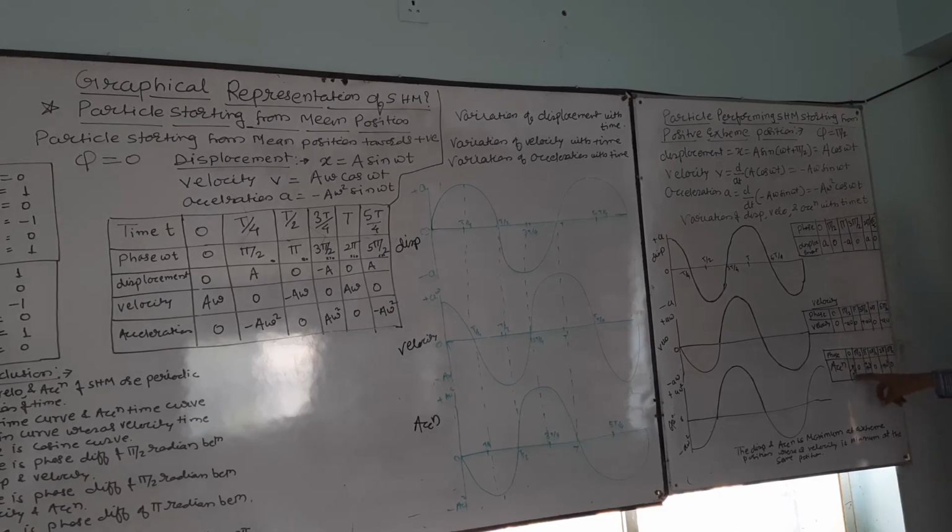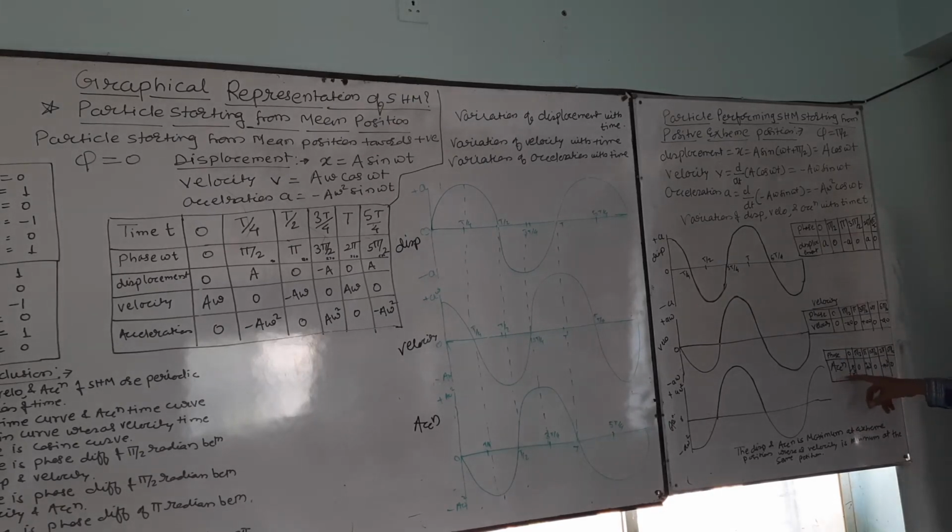Cos of 0 is minus 1. Cos of pi by 2 is 0. Cos of pi is 1. Cos of 3 pi by 2 is 0. And cos of twice pi is minus 1. And cos of 5 pi by 2 is 0.